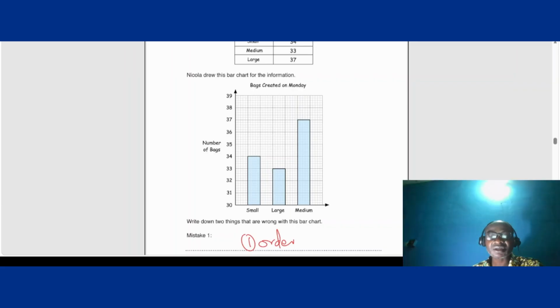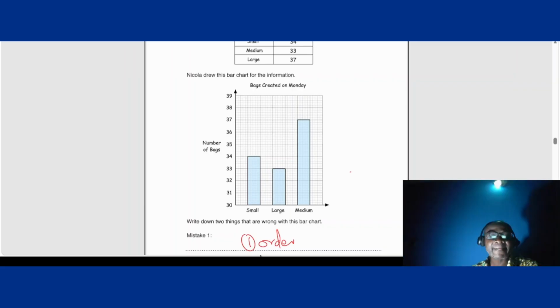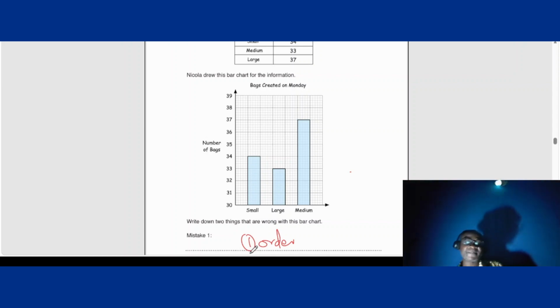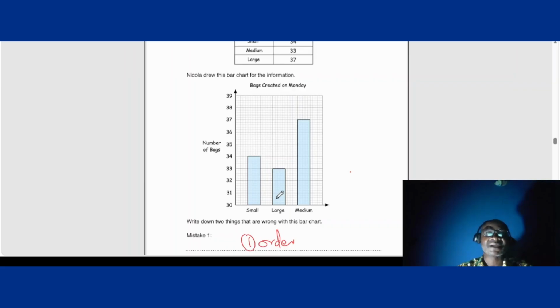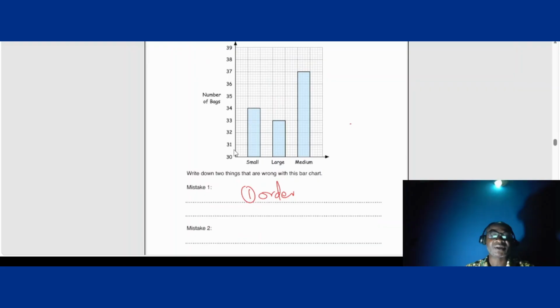The y-axis did not start at 0. Okay. So it can now end anywhere, maybe at 9. We started at 30. So these two observations are correct: the order, and the y-axis did not start at 0. Okay, so that is a good observation.